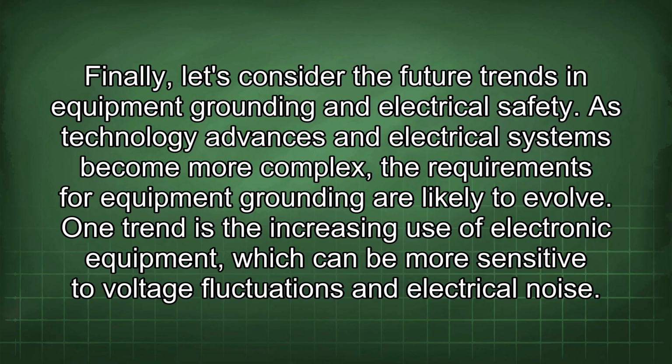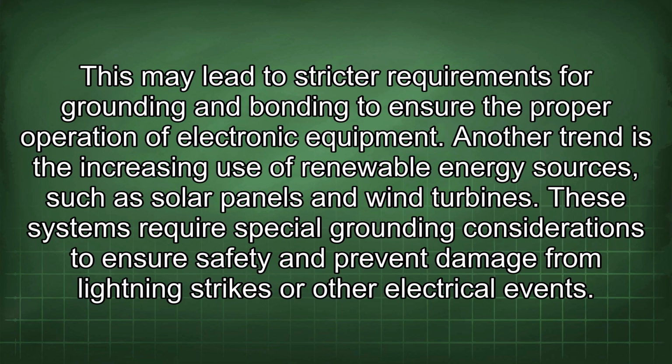As technology advances and electrical systems become more complex, the requirements for equipment grounding are likely to evolve. One trend is the increasing use of electronic equipment, which can be more sensitive to voltage fluctuations and electrical noise. This may lead to stricter requirements for grounding and bonding to ensure the proper operation of electronic equipment. Another trend is the increasing use of renewable energy sources, such as solar panels and wind turbines. These systems require special grounding considerations to ensure safety and prevent damage from lightning strikes or other electrical events.